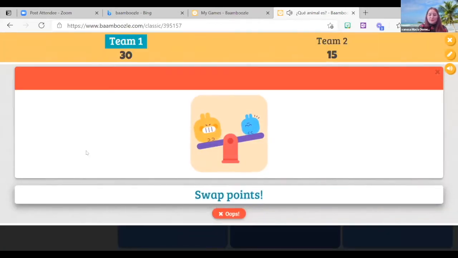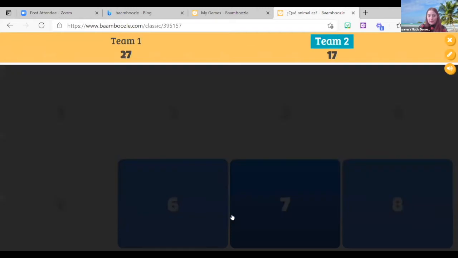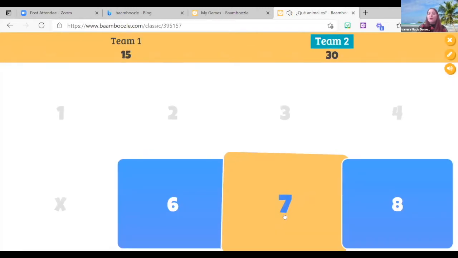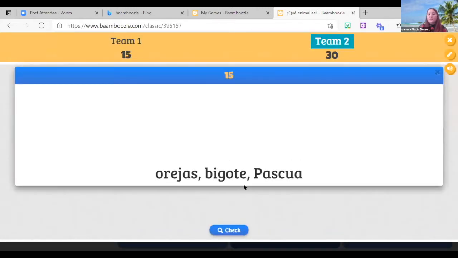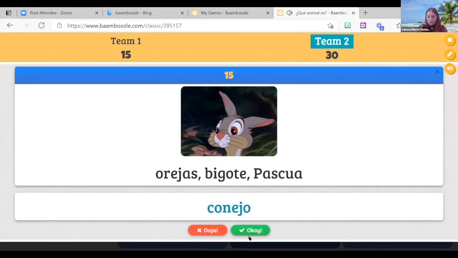Team 1, swap points. So sometimes you also have this option where they have to swap points, or win extra points or lose points. Orejas, bigote, Pascua. ¿Qué animal es? Conejo. Okay.